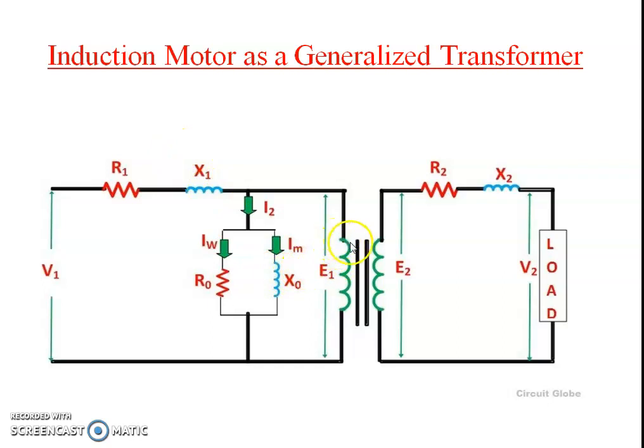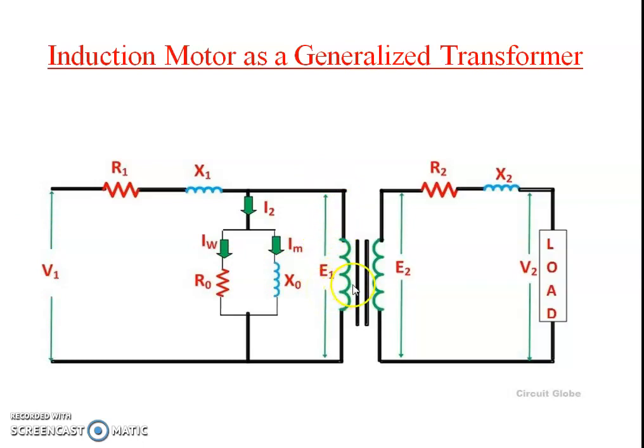Again, this is the primary winding, this is the transformer core, and this is the secondary winding. R1 indicates resistance of the primary winding, X1 indicates reactance of the primary winding, while R2 indicates the resistance of the secondary winding, and X2 indicates the reactance of the secondary winding. V1 is the applied voltage, while E1 is the induced EMF across the primary side of the transformer.